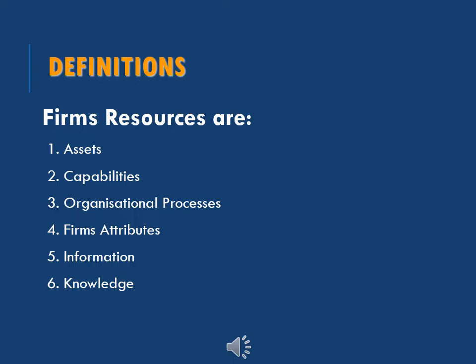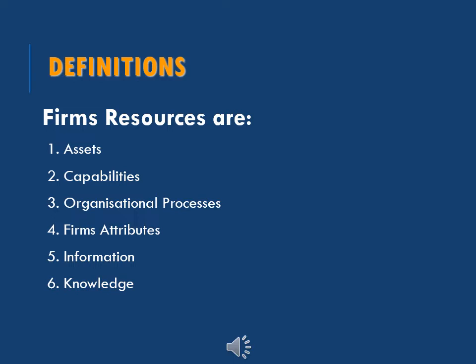Other than assets, we have something softer. These are capabilities. Capabilities are things that the organization does, perhaps very well, and these capabilities come from human resources and can come from the firm's infrastructure or organizational resources. The third one is organization process. It is very much related to organizational resources on the previous slide. The fourth one is the firm's attributes.